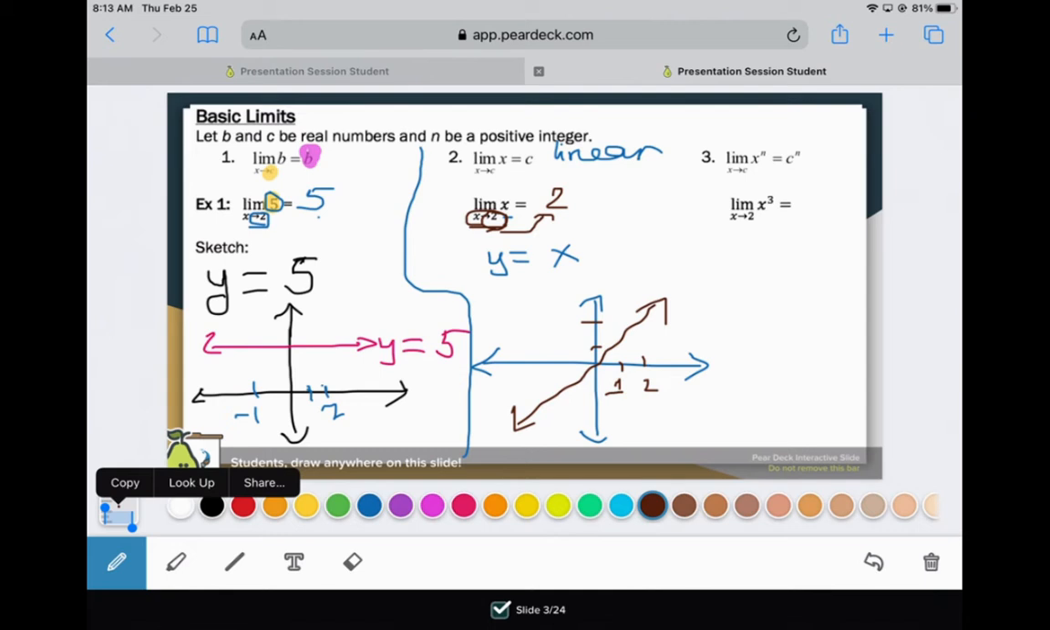Example 1, the y value is the limit, because that's the horizontal line. Example 2 is the linear function. We look at the x and that gives you the limit. If you're not sure, we can always test by using the table, or we can look at the graph. But that is the example that I have for the first two. So that's the difference between the two, okay? Any questions for me?